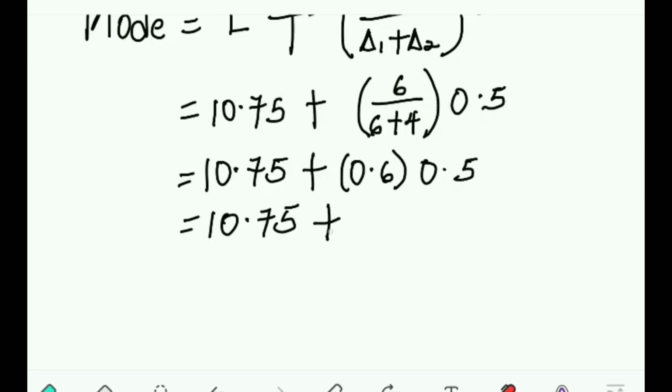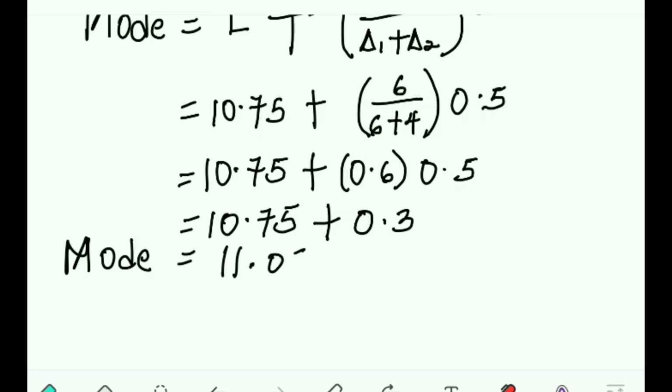So 10.75 plus 0.6 times 0.5 will give us 10.75 plus 0.3. And finally, the mode is equal to 11.05. The mode is 11.05.